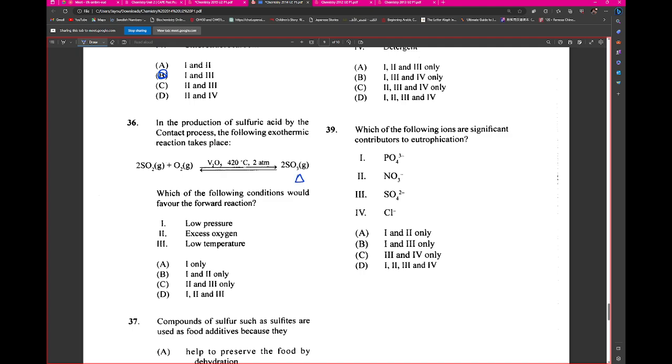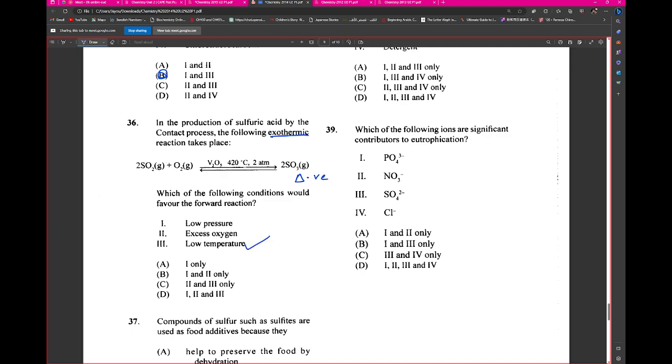Repeat, I didn't hear. Does an exothermic reaction have a positive or negative enthalpy change? Negative. All right, so the enthalpy change would be negative. So we're looking at this: if it is exothermic, what would the temperature have to be for ideal conditions? The temperature would have to be low, right?